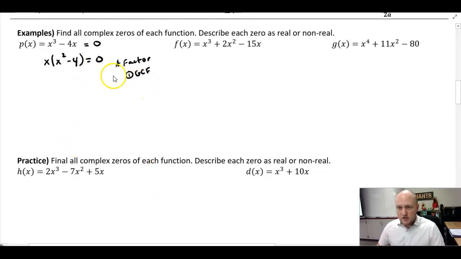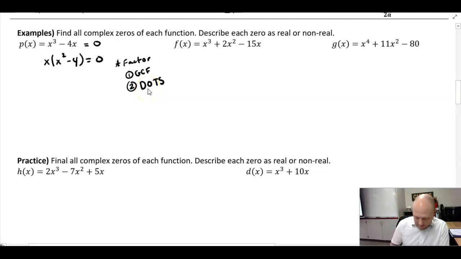Here I could dive into our second strategy, which is the square root property. I'll highlight that later, but I want to keep going with the factoring idea here. I have two terms, and I have subtraction with two perfect squares. This is what we call difference of two squares. I like to abbreviate that as DOTS. It's one of my favorite candies. So I can factor this. We get x times x minus 2 times x plus 2.